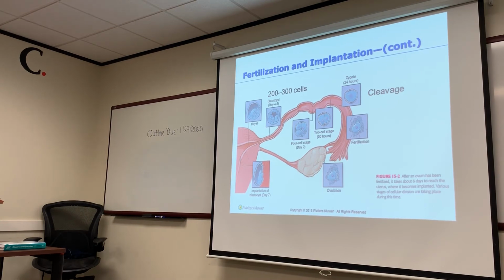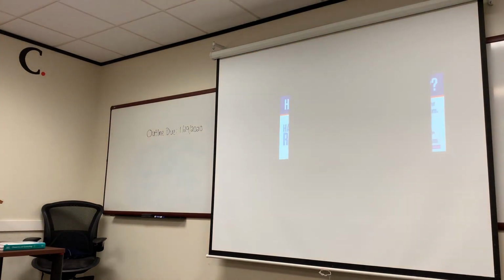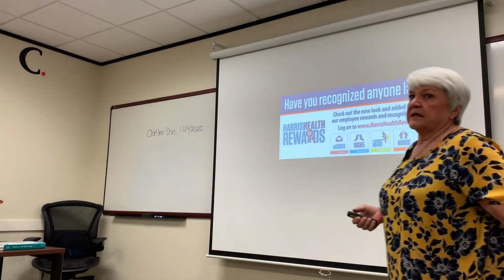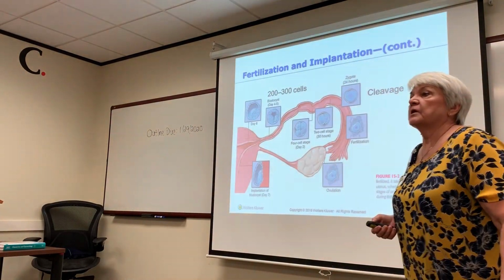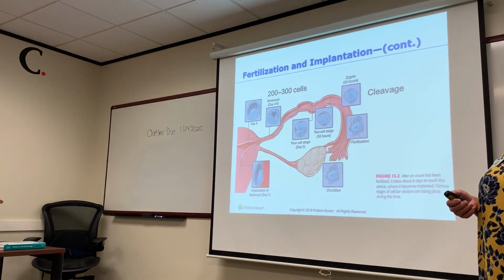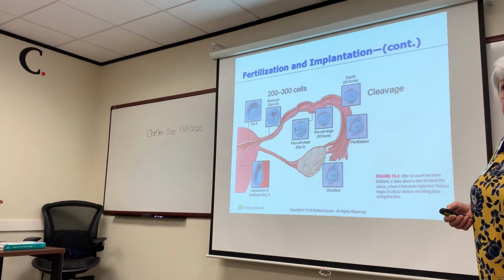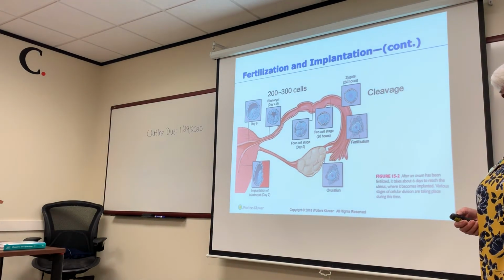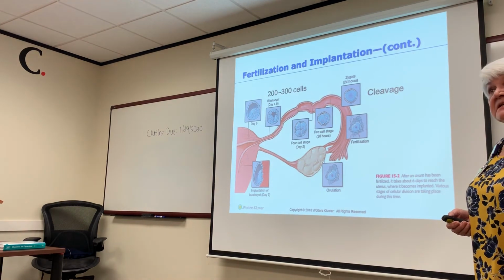The cleavage is before the implantation. They finish the cleavage? Oh, that happens as soon as we have a zygote. The cells just keep dividing. Now, the inner cell mass is where you're gonna have your ectoderm, mesoderm, endoderm. Those cells have specific jobs on what they're going to make. So that process is called cleavage.